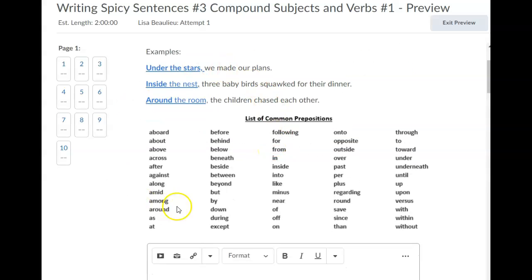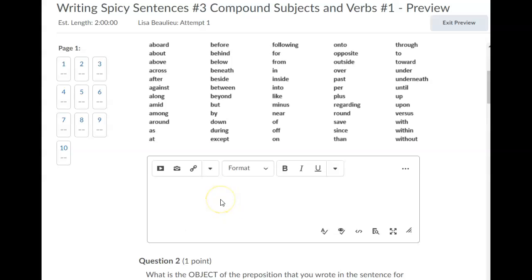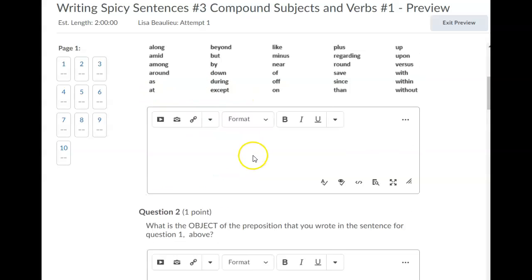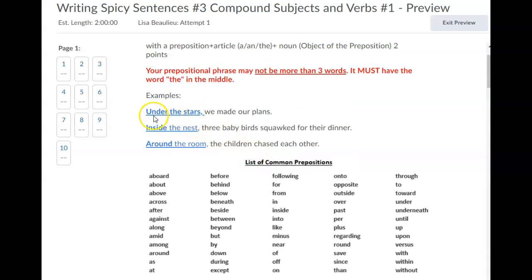So you need to write your own sentence here. And then I'm going to ask you, what is the object of that preposition that you wrote in this sentence up here? So in this case, under the stars, the preposition is under, and the object is always a noun. The prepositional phrase always ends with a noun. The word stars is the object of this prepositional phrase.